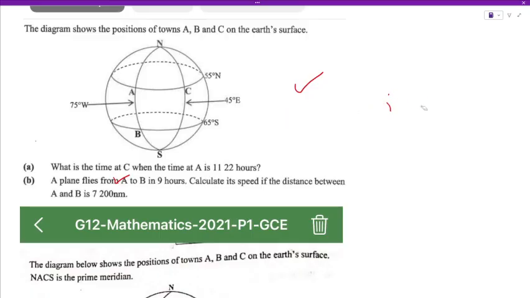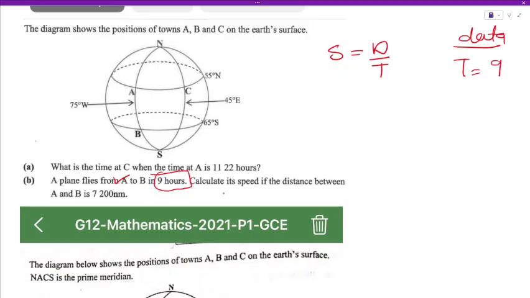Okay, so we go back to that formula that I gave you. Speed is equal to distance over time. And then I can put a data table there. So they've said a plane flies from A to B in 9 hours. This is time, right? So you know to say my time is 9 hours. And then calculate its speed. So you know to say speed is unknown. If the distance between A and B is 7,200.